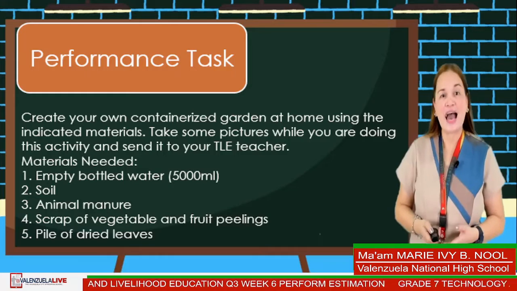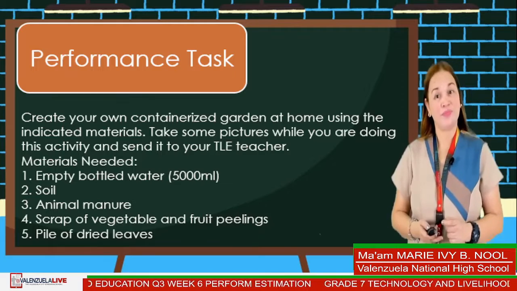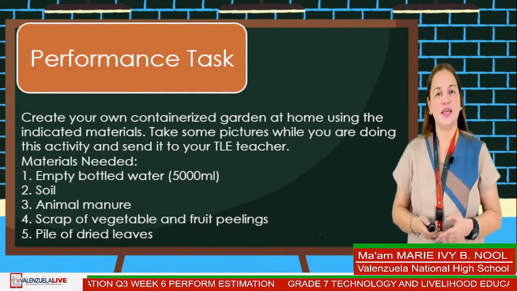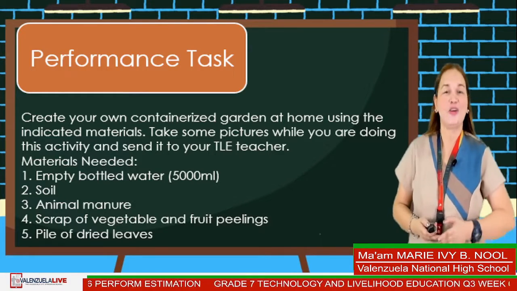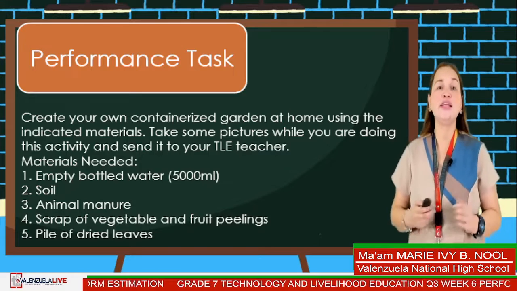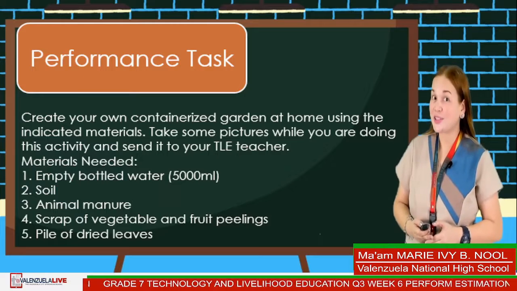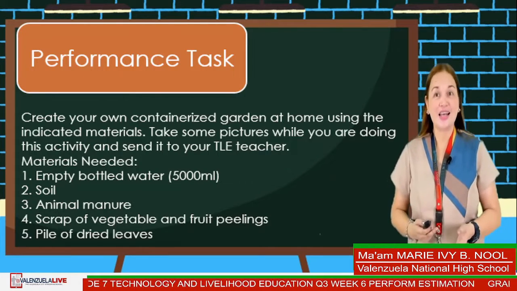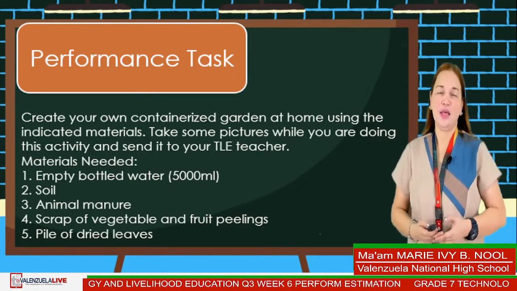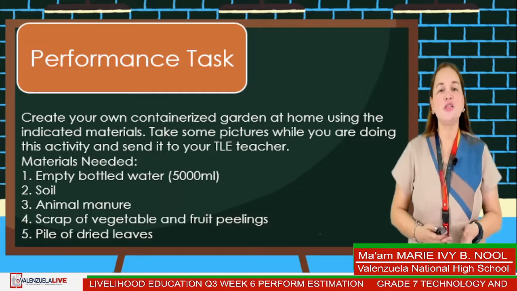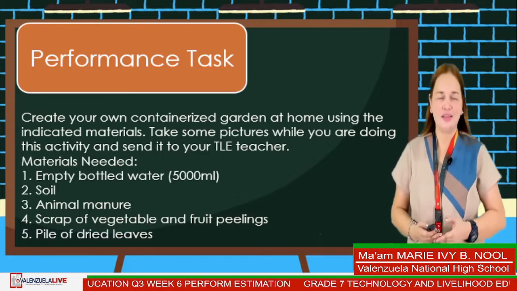For your performance task, create your own containerized garden at home using the indicated materials. Take some pictures while you are doing this activity and send it to your teacher. What are the materials needed? Number 1, empty bottled water, 1 liter. Another is soil. Number 3, animal manure. Number 4, scrap of vegetable and fruit peelings. And number 5, pile of dried leaves.